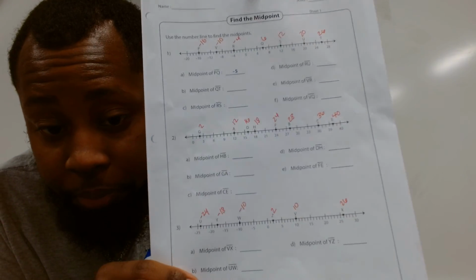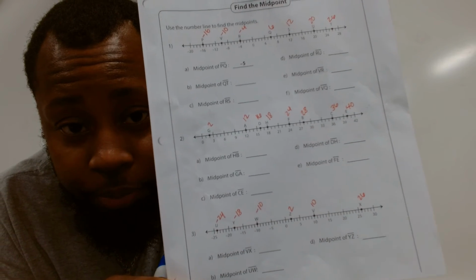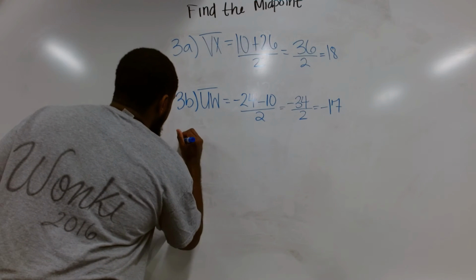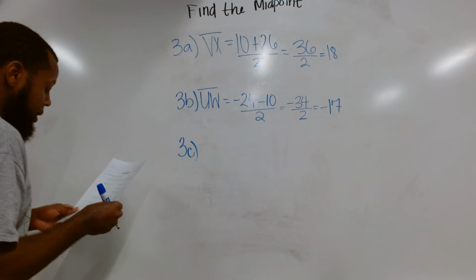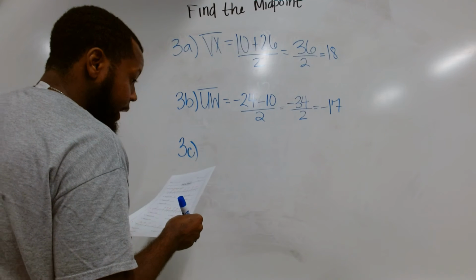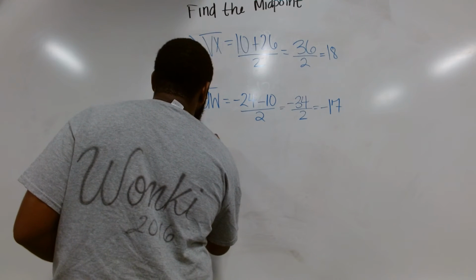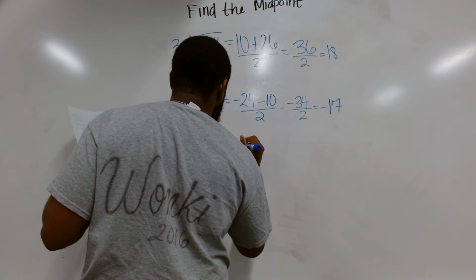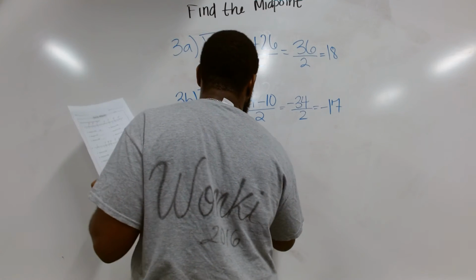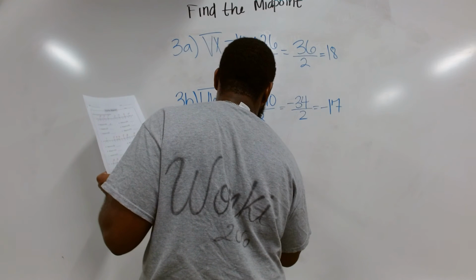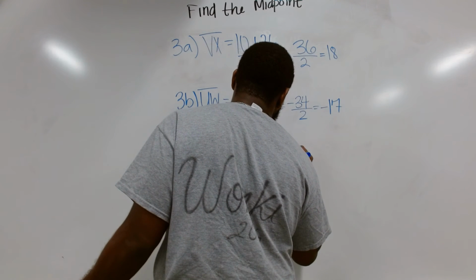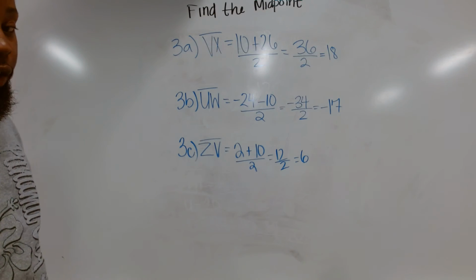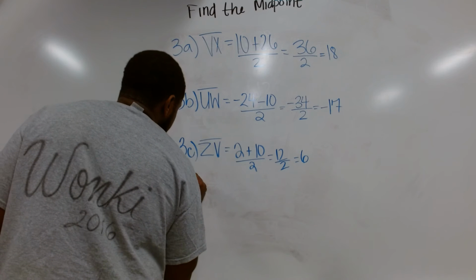Just like on here. Okay? Just like on here. That's how I'm following along so well. I labeled them. So, we have ZV. The value of Z is 2. The value of V is 10. So 2 plus 10 is 12. And we already know, because we're scholars, top tier scholars, thank you. Half of 12 is just 6.